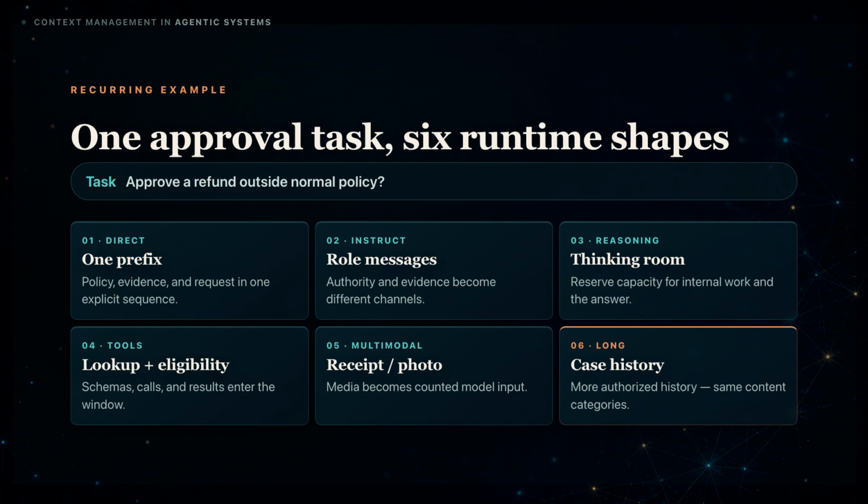With direct completion, the application builds one explicit prefix containing the policy, evidence, and request. With instructor chat, those pieces become messages with different authority. A reasoning configuration needs additional room for thinking and the visible answer. Tool mode adds order lookup and refund eligibility definitions, followed by calls and results. Multimodal mode adds a receipt, an invoice, or a product photo. Long context mode can load more of the authorized case history. The business question stays the same. The shape of the model's working context changes.